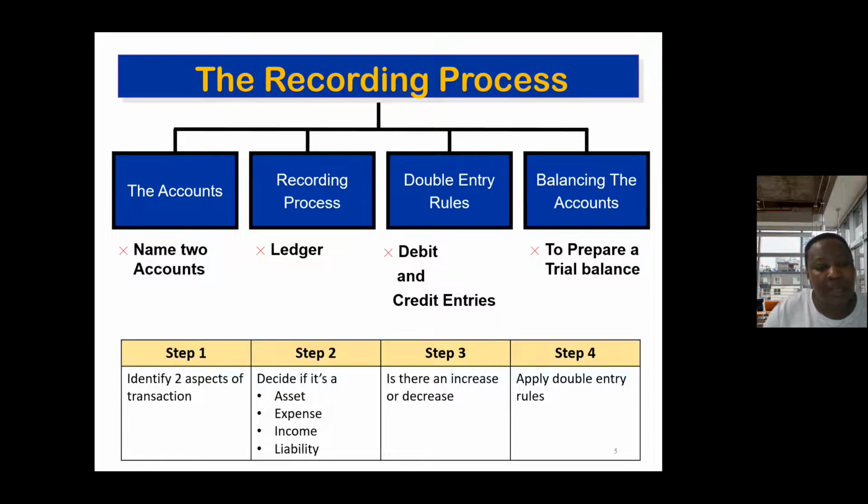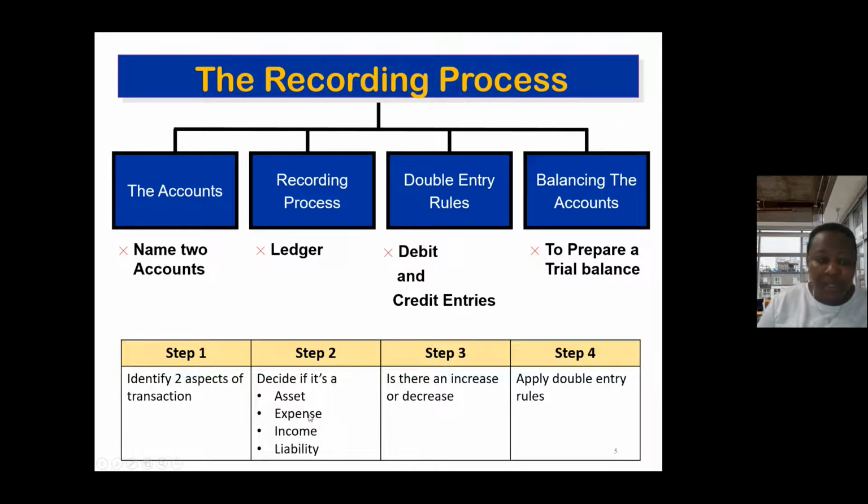What are the two aspects of the transactions? We then need to post that to the ledger, applying the double entry rules. We'll be discussing a lot more about double entry shortly, and then we'll balance the account. So the first step is to identify the two aspects of the transaction. Secondly, we decide which of the 5 groups of accounts they are. Is it an asset? Is it an expense? Is it an income? Is it a liability?